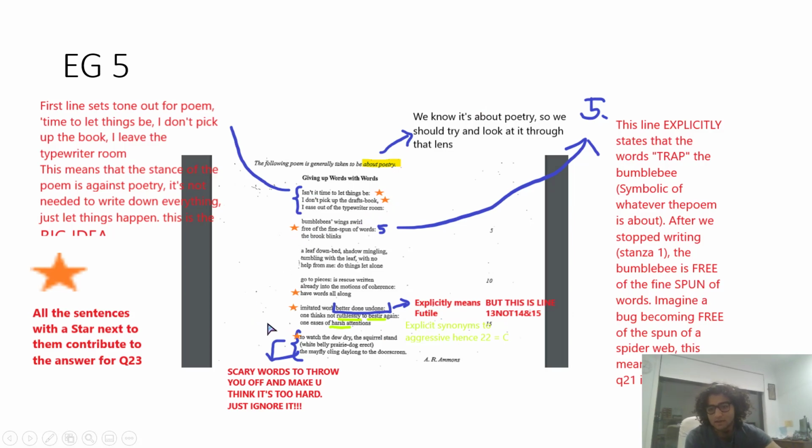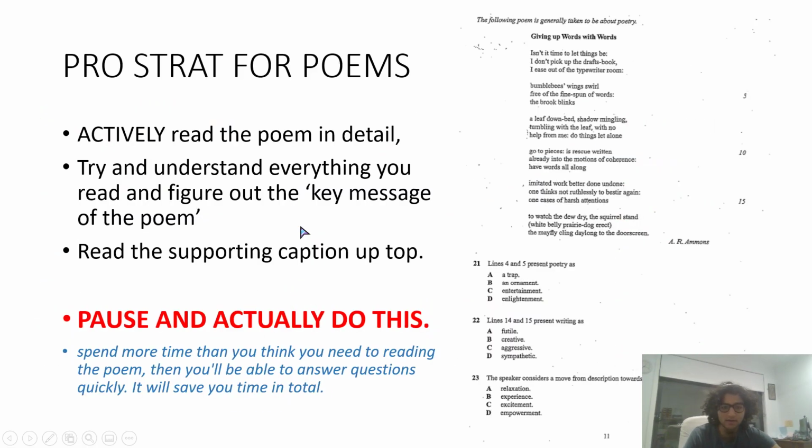They contribute to the answer to question 23. They explicitly say it. So question 23 was saying a speaker moves from a description towards what?